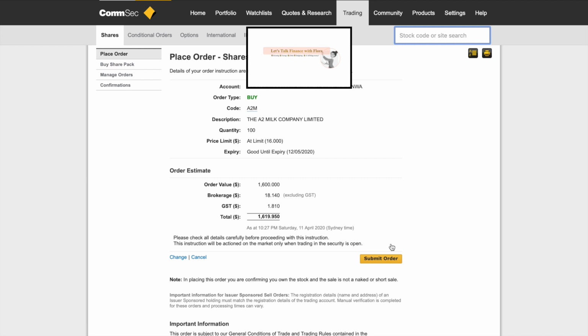That gives you a summary of your order. It tells you that you're going to buy 100 stocks of A2 Milk at $16, the order value which is $1,600, and the brokerage fee which is $20. Anything more than $1,000, you pay a $20 brokerage fee for CommSec. Under $1,000, you pay $10. So that's $20 altogether plus GST, obviously. This is the total amount you're going to pay. You submit your order when you're ready. I'm going to click change because I'm not ready to buy.